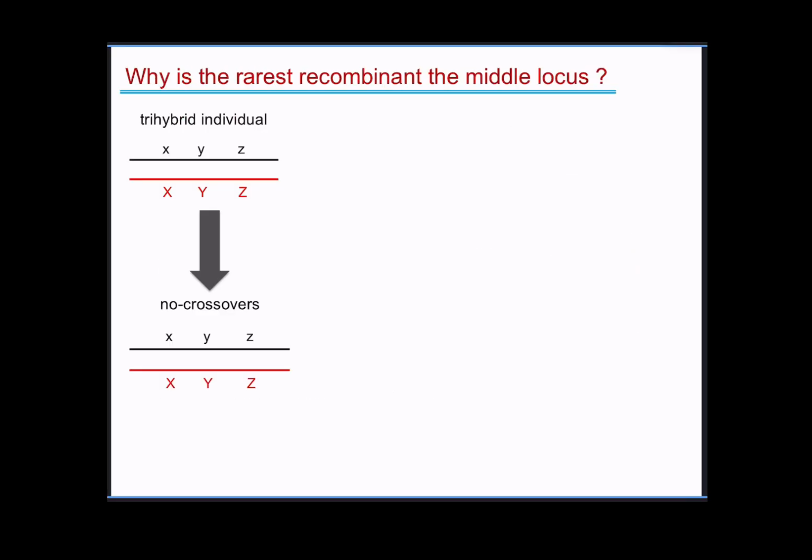Why is the rarest gamete the one that has the recombinant locus in the middle? This is why. Let's say that we have that tri-hybrid individual, and like it happens often when loci are partially linked, no crossover events happen to land between any of them. There were no crossover events in this area, so the tri-hybrid individual will maintain the same allelic configuration that it originally had, all the way from the parents, right? There's no change. These gametes are the same as the ones that were being produced by the parents. That's why we call them parental gametes.